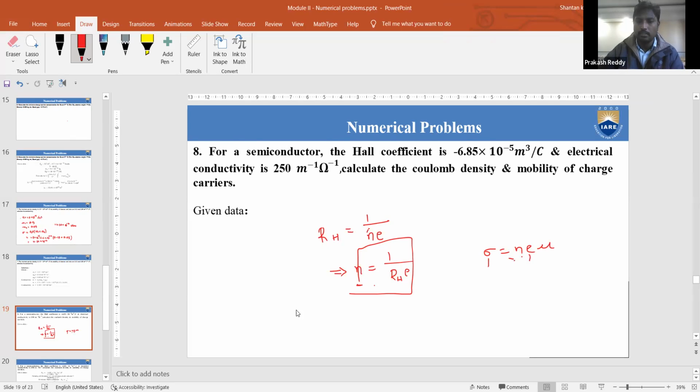So tell me the answer for this one and for this one also. Mu equals what is the formula here? Rho by n into e. Or substitute directly RH equals 1 by n into e, so rho into RH also gives 1 by n into e, nothing but RH only. So while substituting, you will get the answer. Mu equals something. So tell me the answer.